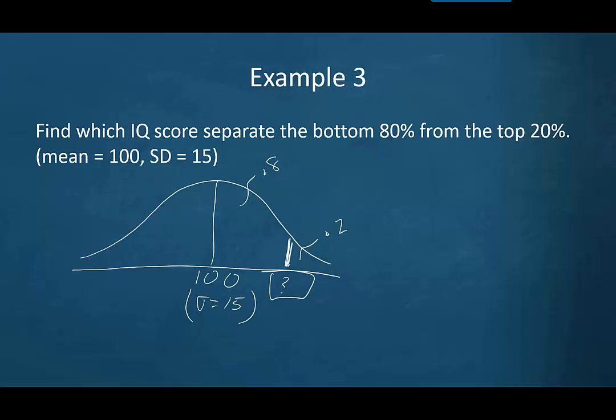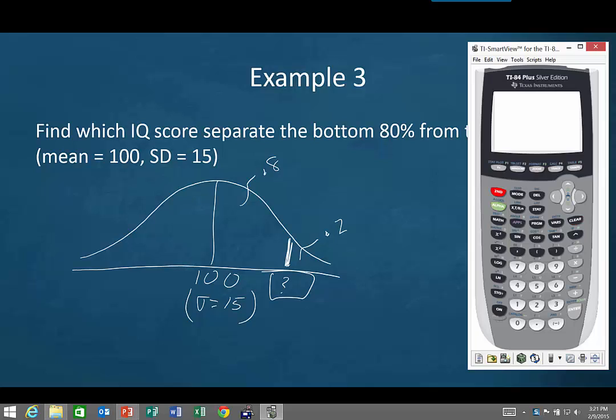Find that value. We've done this before when we looked at just standard normal. It's done exactly the same way. We just have a context now. So I'm going to go to inverse norm. So second vars, number 3. The area, again, when we're using the calculator, is the area to the left of this value here. So I'm going to put 0.8.